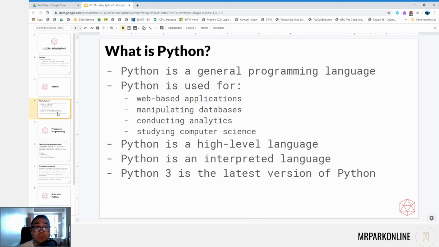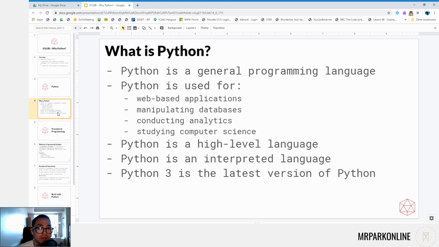Python is a general programming language. Basically, it is a jack of all trades. Anytime you have a programming project that you need to do, you can use Python to solve such a project. Mainly, Python is used for web-based applications. So, if you want to create a web app with Python, we can use Python to manipulate databases. We can do some data analytics, and Python is commonly used to study computer science as well.